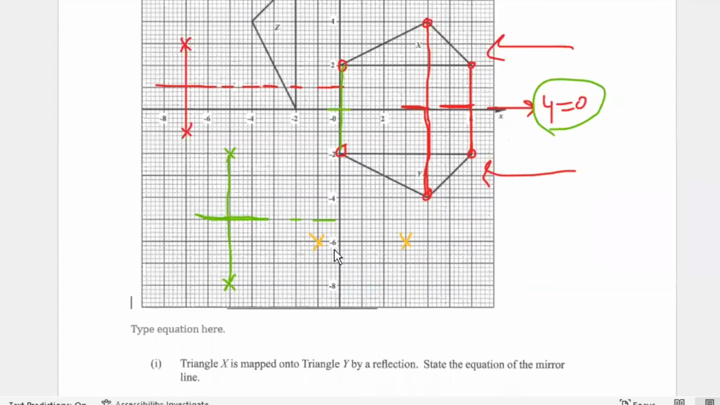X is equal to 1. So if you look, it is 1, 2, 3, 4. There are 4 units apart, which means that my mirror line will be 2 units away from each, which would be right here. So 1, 2 to the object, 1, 2 to the image. So at this point, x is equal to 1. And that would have been my equation for where my mirror line is.